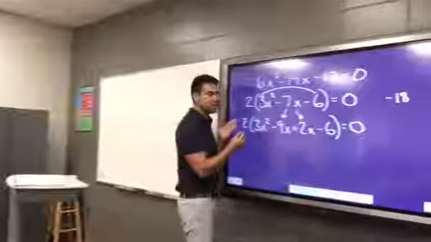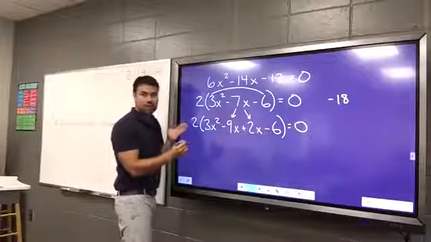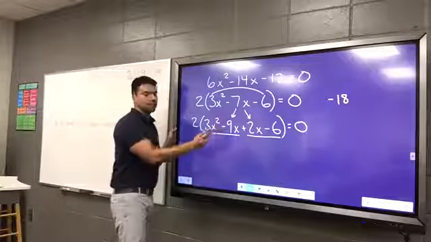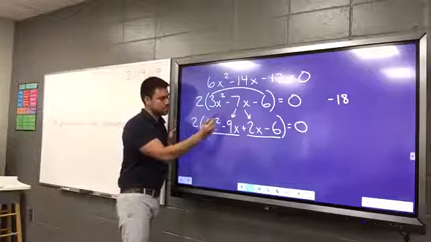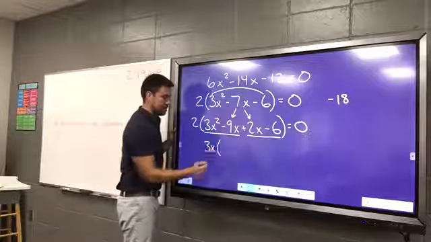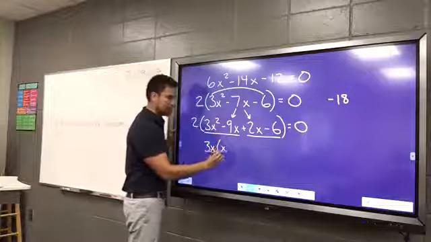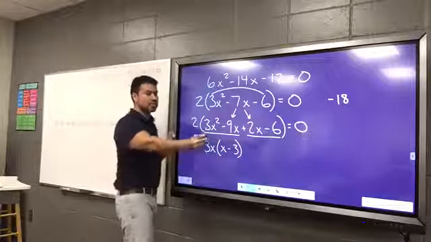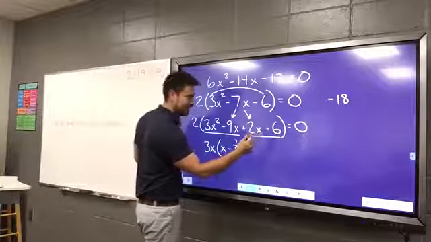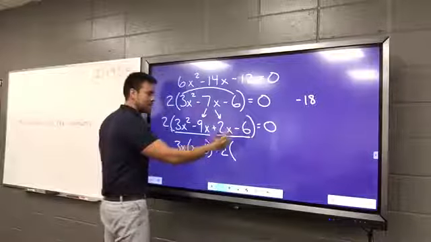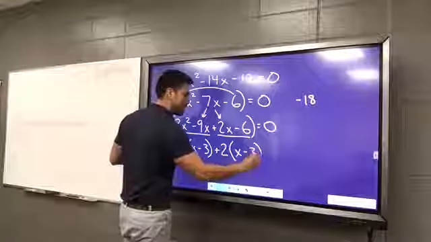What method can I use when I have 4 terms? Factor by grouping. What's the GCF of the first 2? 3x. What's left? x minus 3. What's the GCF of the second 2? Positive 2. What's left over? x minus 3.